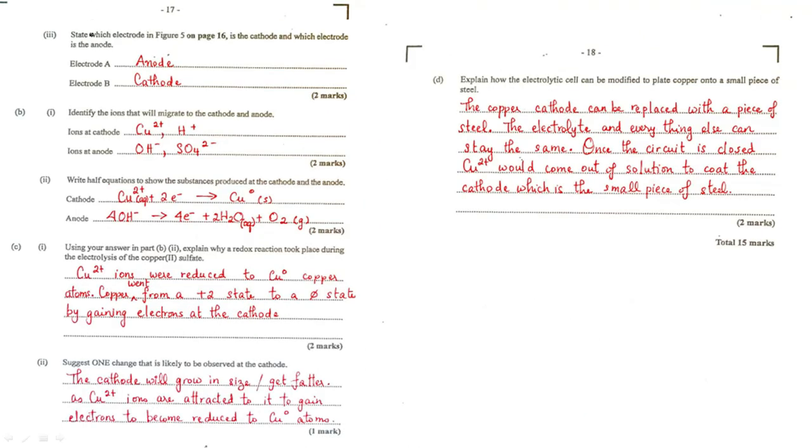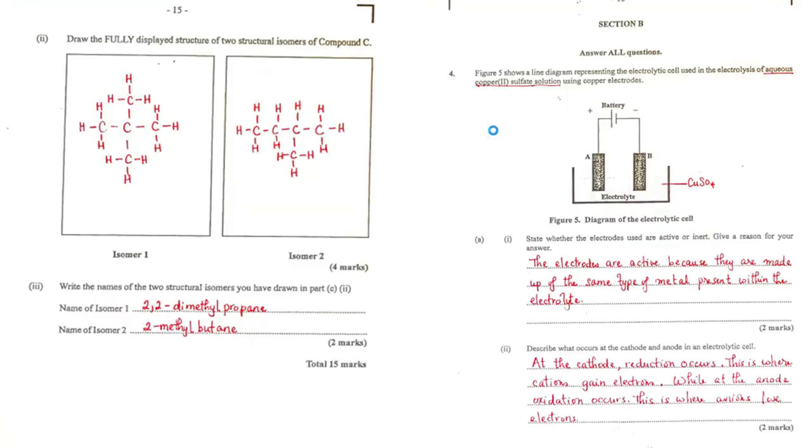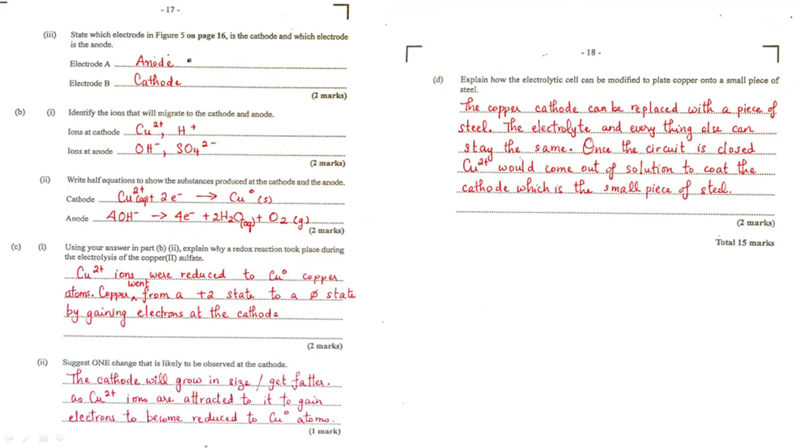Now, it says state which electrode in figure 5 on page 16 is the cathode and which electrode is the anode. Now, all you gotta do is to look at which part of the battery these electrodes are hooked up to. So A is hooked up to the positive end, and we have the positive thing here. So if A is hooked up to the positive end, and this is the positive electrode, and the positive electrode is the anode, and B would therefore be the cathode. Right? So the anode and the cathode.